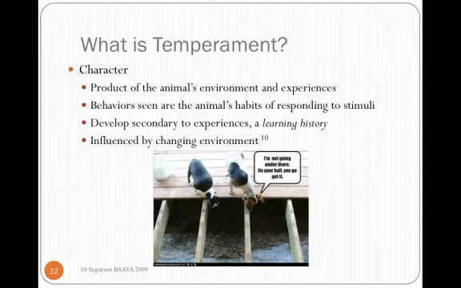And so she started with character, and what she defined it as was the product of the animal's environment and experiences. The behaviors are the animal's habits of responding to a situation, so what it is typically used to do, and that can actually change due to the environment. If you look at how she described it as developed secondary to experiences, you can consider that a learning history. So an animal may have been in the situation before and learned this certain reaction, got a response, and therefore it's more likely to do that again.